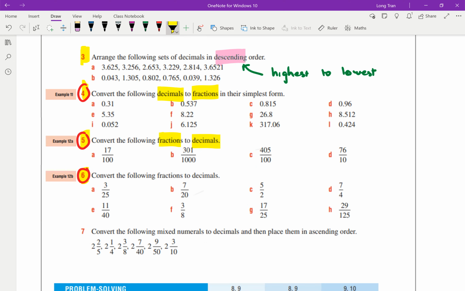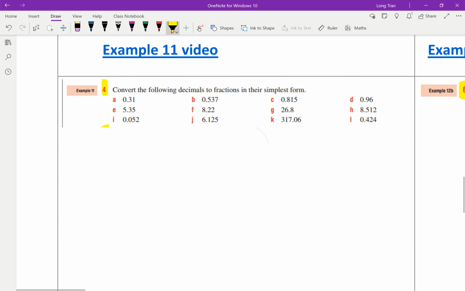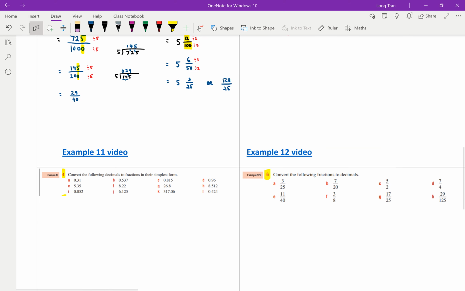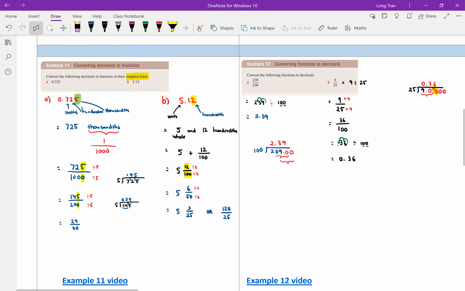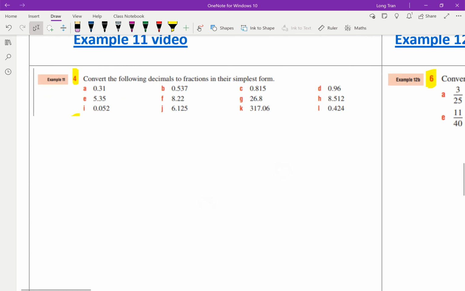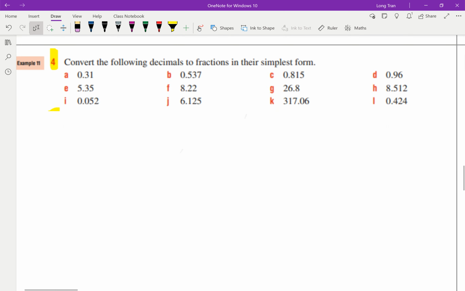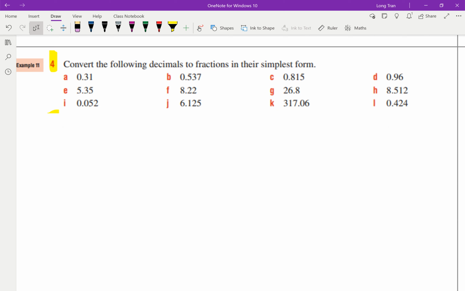I'm just going to go down here. I've got question 4 ready. Remember, in this video I've already made some examples up here. You can watch the video for me to show you how I do the conversions. Okay? But here we go. Let's do question 4 together. We are going to convert decimals to fractions, and we're going to do it in their simplest form.